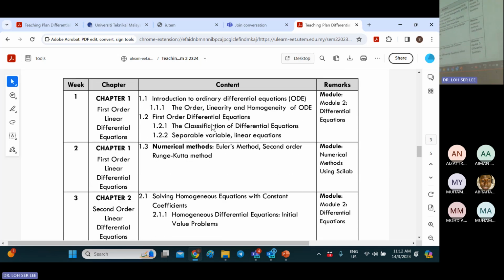Okay, course content. For chapter 1, you will look at the introduction to the ODE, the ordinary differential equation. Later we will look at the order, the linearity, and the homogeneity of the ODE. Then we will look at how to solve the first order differential equations. There are different categories of differential equations, but we will just focus on these two, separable and linear equations.